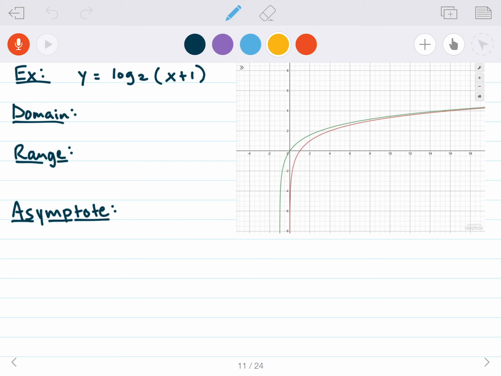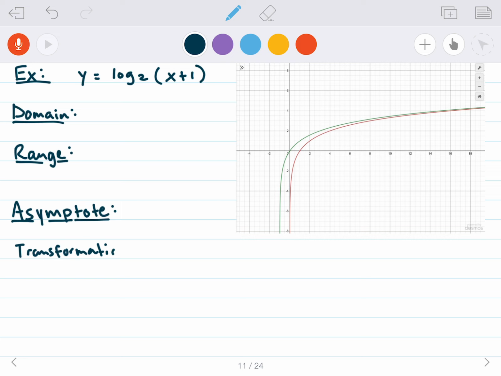Let's look at a log function. So the domain is going to change because we're shifting it. We can see that the argument, x plus 1, is a shifted version of just x. So I'm going to add a little thing down here for transformations.